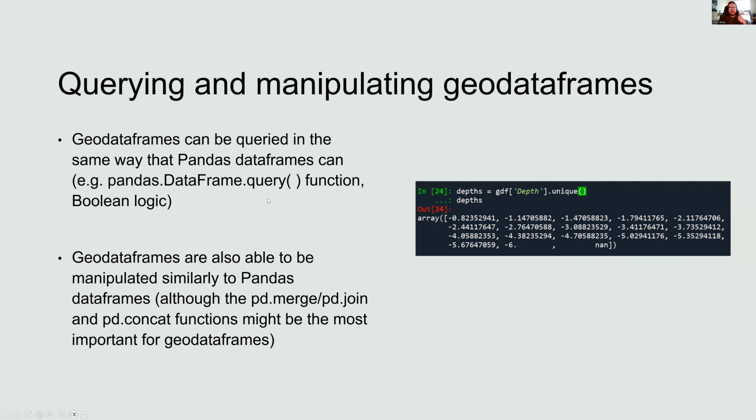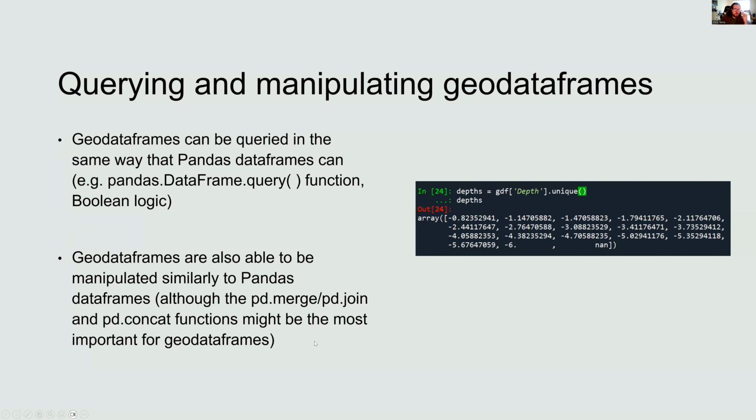Also similar with pandas, the geodata frames can be queried in a similar sense. You can grab your unique values. You can use Boolean logic to get data points that are within a certain range or outside of a certain range, or drop any duplicate points.